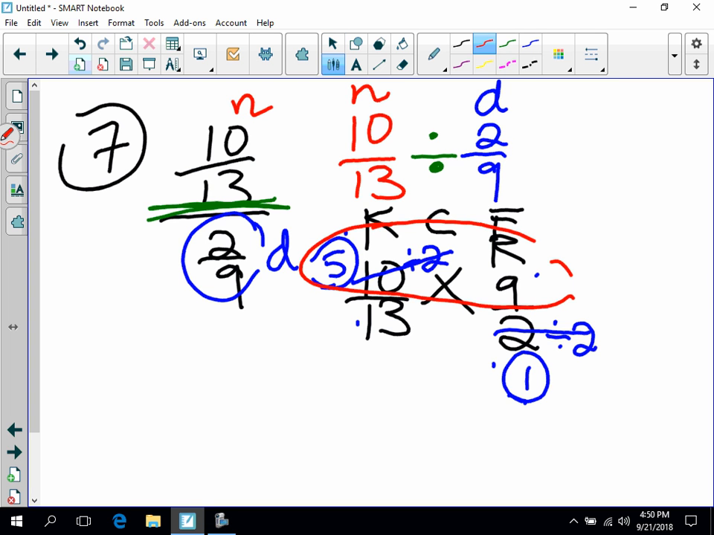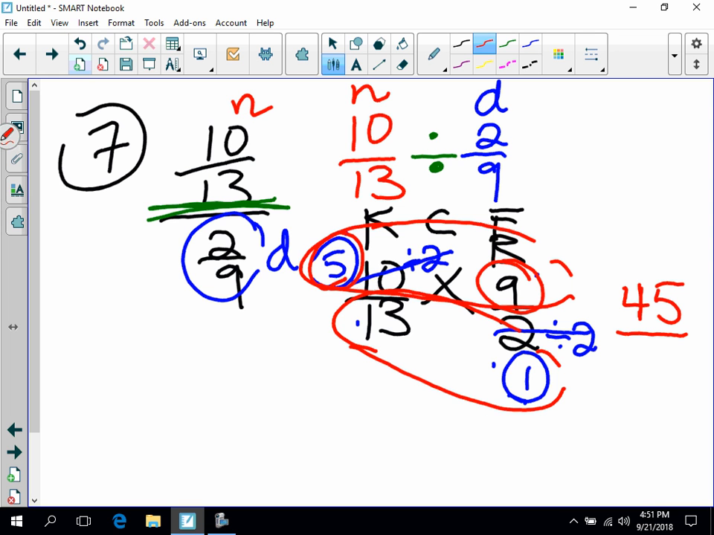Be careful here. I can see that I'm going to multiply 9 by, and the other number I have circled is 5. 9 times 5 is 45. In the denominator, take a look. You have the 1 left over here. So 13 times 1, we get 13.